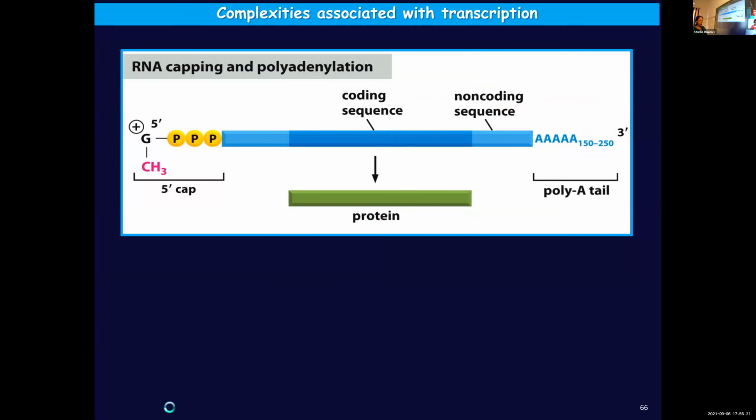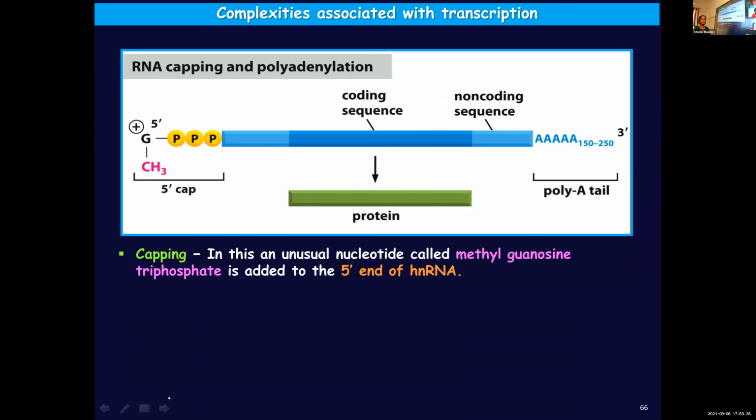Now, 2 more processes are there which the hnRNA has to undergo. Not only splicing, it has to undergo some other process also before it can become the matured messenger RNA. This is also very important, children, very important topic. One is capping and the other process is known as tailing. Capping and tailing. 2 more procedures apart from splicing.